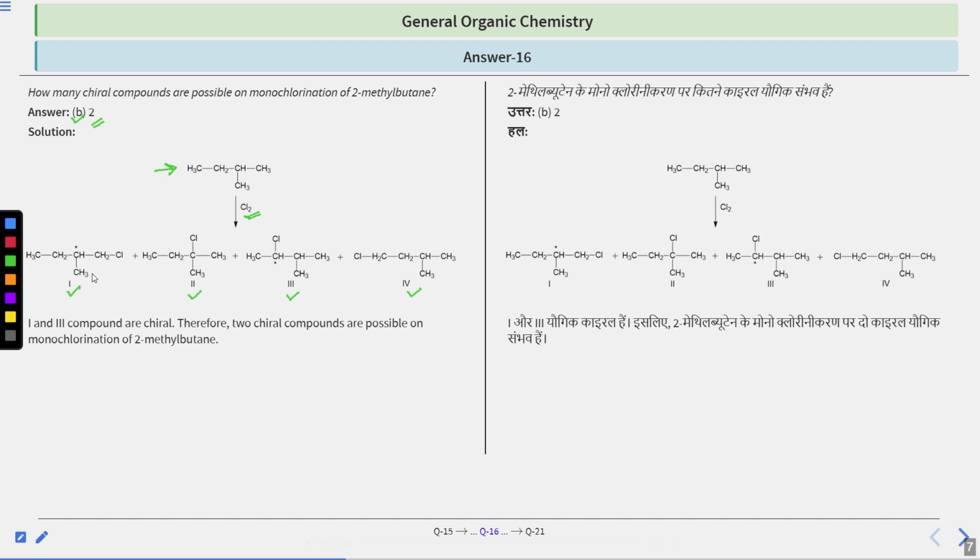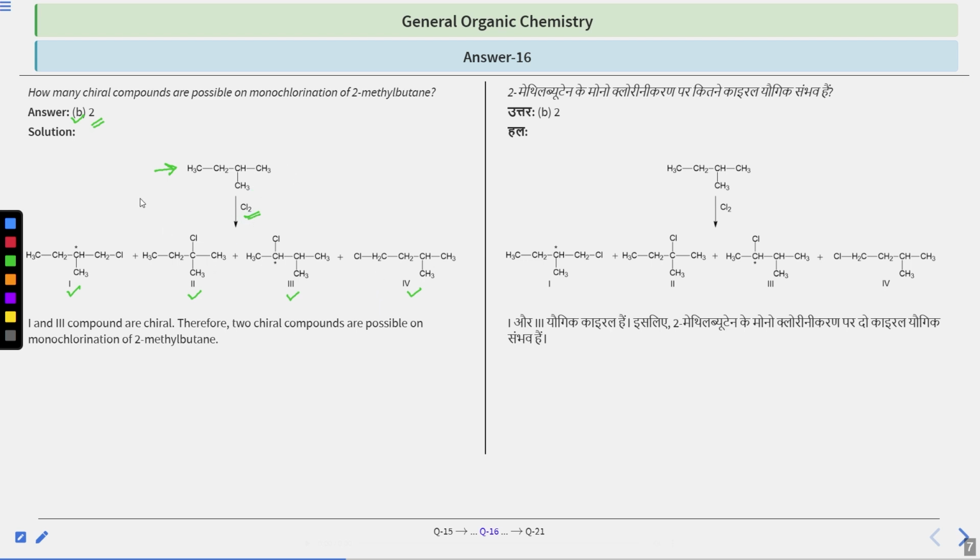In the first product, the methyl is directly attached to the second carbon, and to the first carbon one chlorine gets attached. In the second compound, the chlorine we have added is attached to the second carbon. In the third, the chlorine is attached to the third carbon, and in the fourth, the chlorine is added to the fourth carbon. So these 4 kinds of compounds can be formed after the monochlorination of 2-methylbutane.